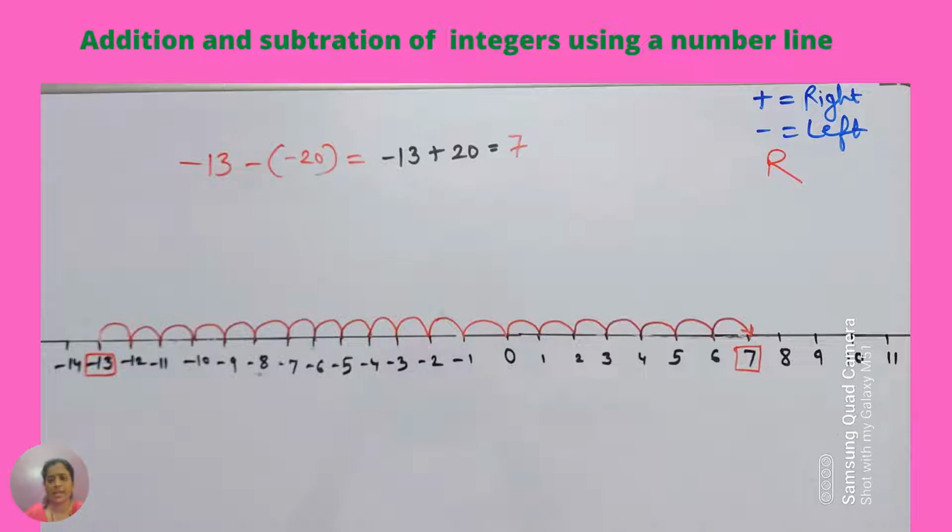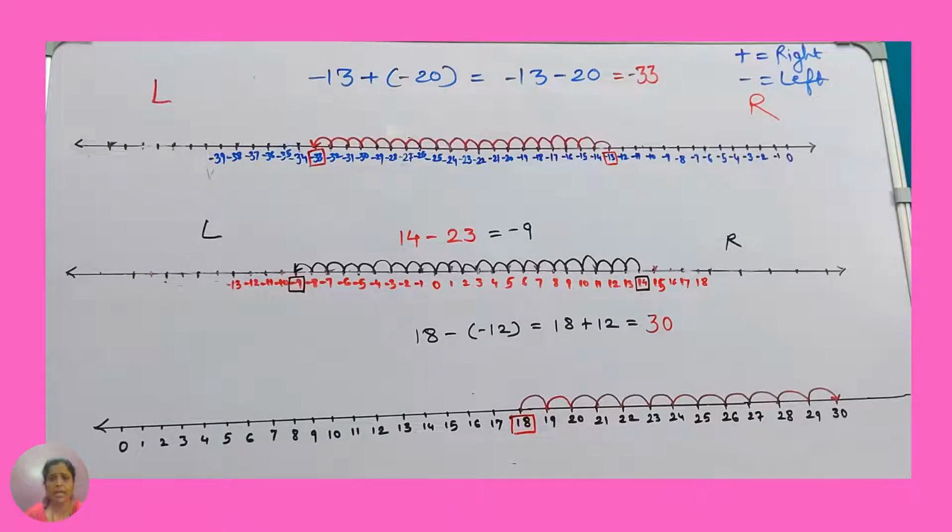Now let's take another example. See here, minus 13 plus minus 20. So what do you have to do here? You have to take the second step first. Minus 13 will be as it is, and then plus minus minus, so minus 20 you will write here.